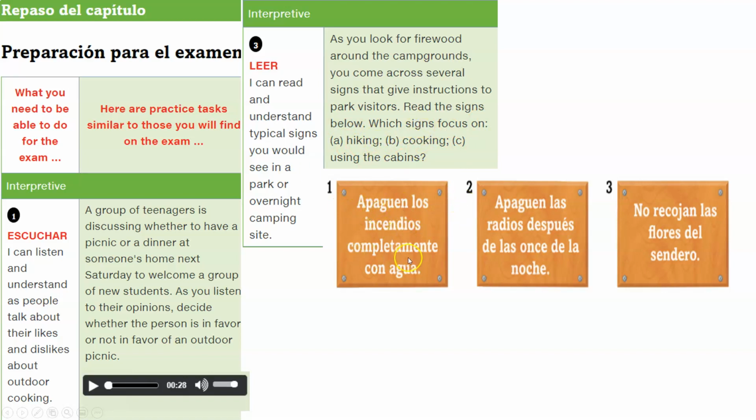Apaguen los incendios completamente con agua. So, usted is put out, right? Put out the fire completely with water. Apaguen las radios después de las 11 de la noche. Shut off your radios after 11 o'clock at night. No recojan las flores del sendero. Don't pick up the flowers from the path or trail.